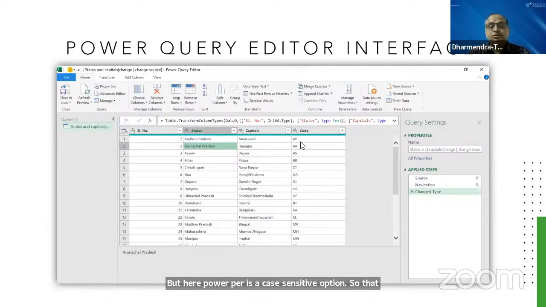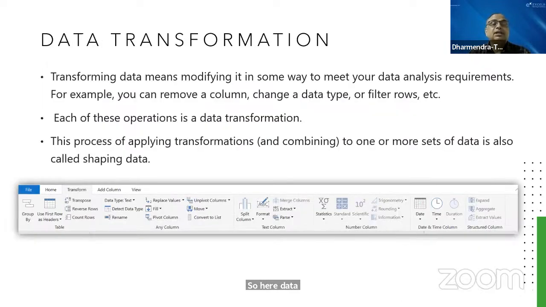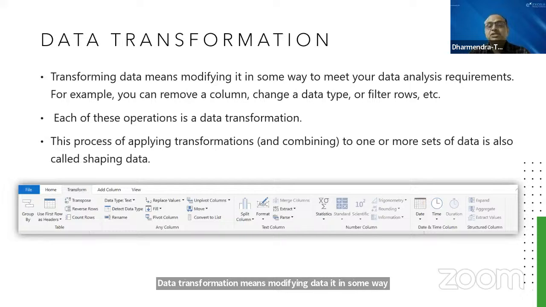So here, data extract, this is the interface you have. Data transformation means modifying data in some way to meet your data analysis requirements. For example, you can remove a column, you can change the data type, you can filter rows, etc. Each of these operations is a data transformation. This process of applying transformations or combining one or more sets of data is also called data shaping.